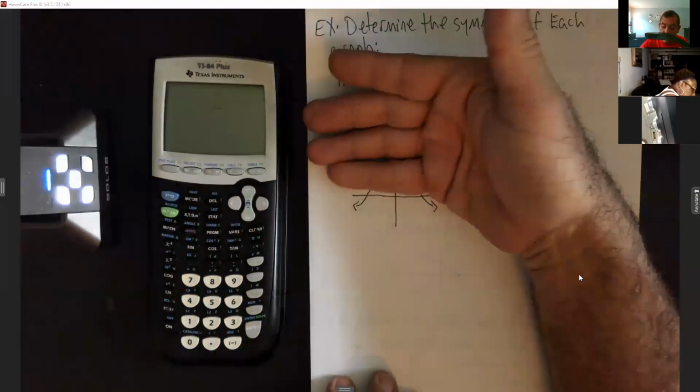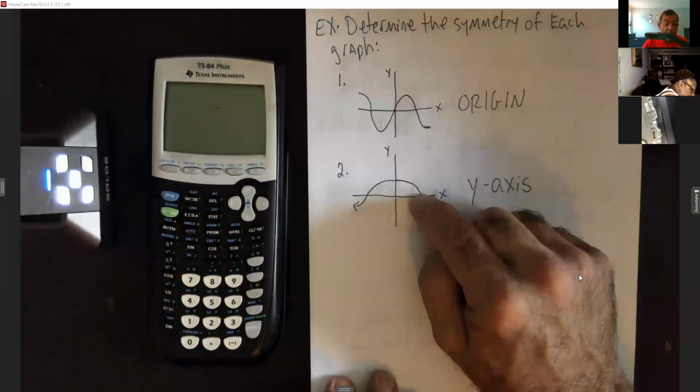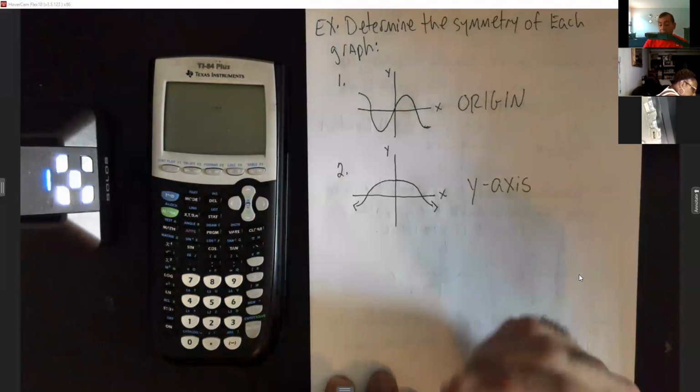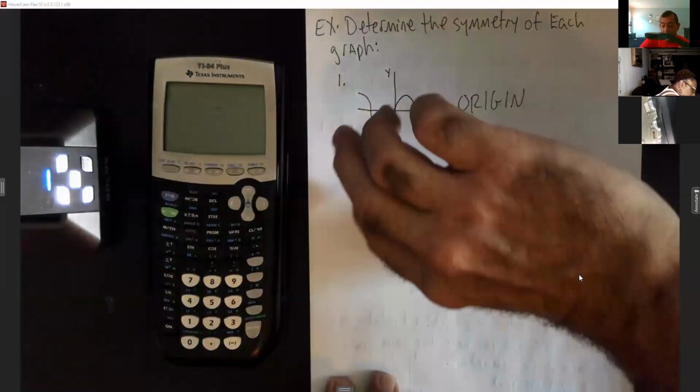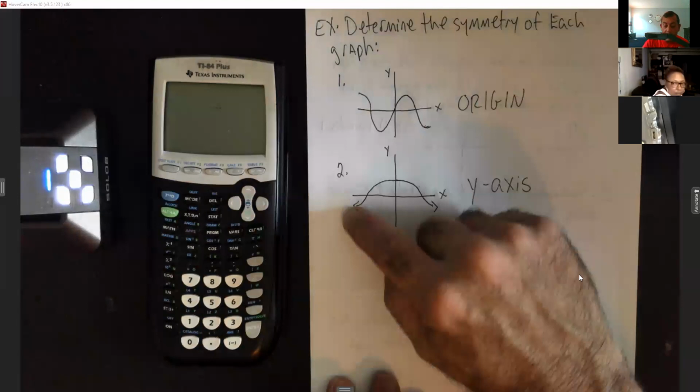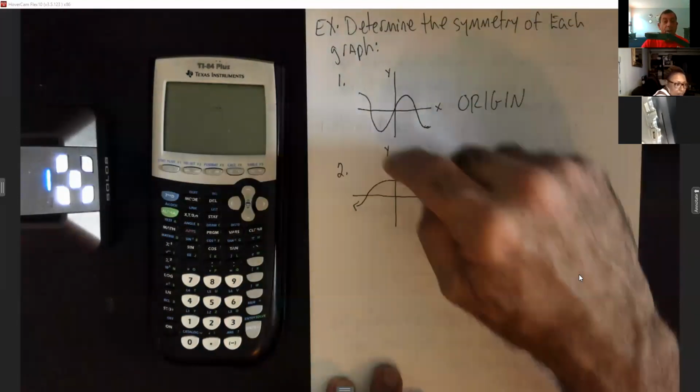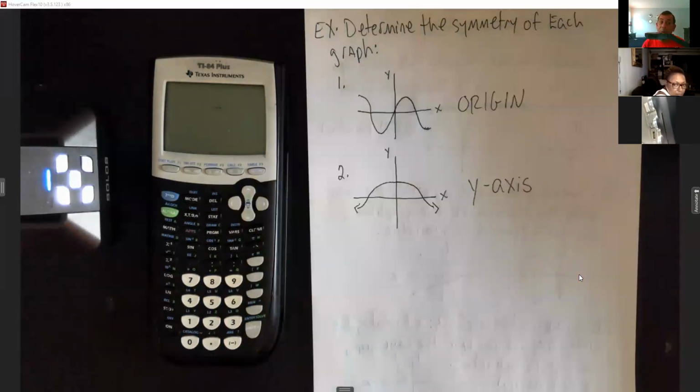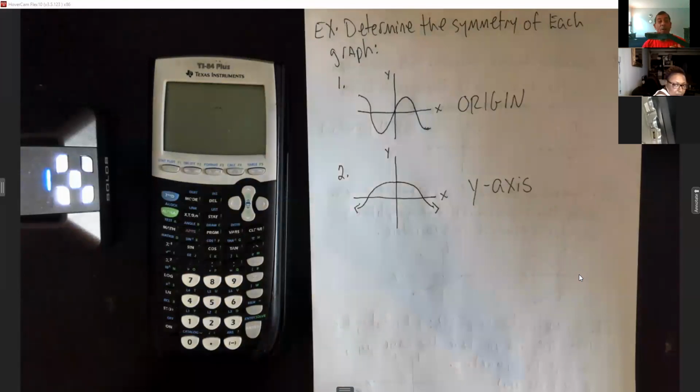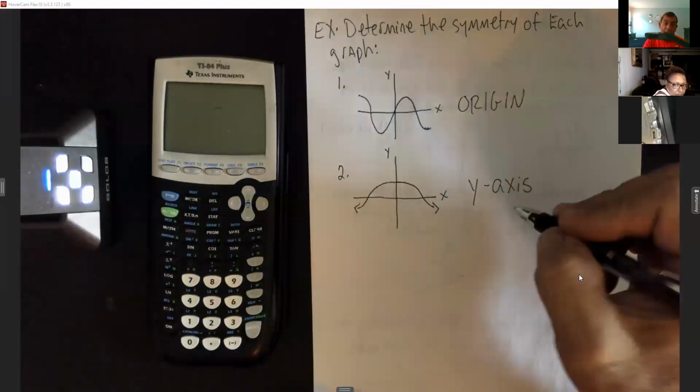Now you can go in and check the X if you want to, but when you fold it over, this part hits here, where there's not even a graph there to hit. And then the origin, if you turn it upside down, this was going down. If you turn it up, it'd be going up. So it wouldn't be the same graph if you turned it 180. So the only symmetry is to the Y-axis.